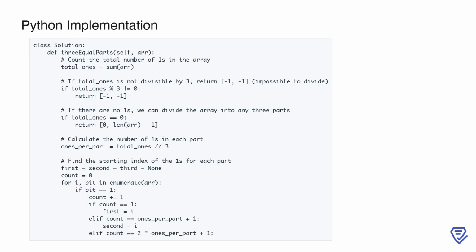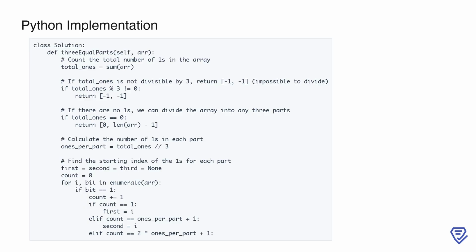Similarly, if there are no ones in the array, then the array can naturally be split into any 3 valid parts, so we return [0, len(arr) - 1], representing the entire array as the valid range. Next, we calculate how many ones should be in each part by dividing the total number of ones by 3. This value, stored in ones_per_part, helps us determine the indices where each segment of the array should start.